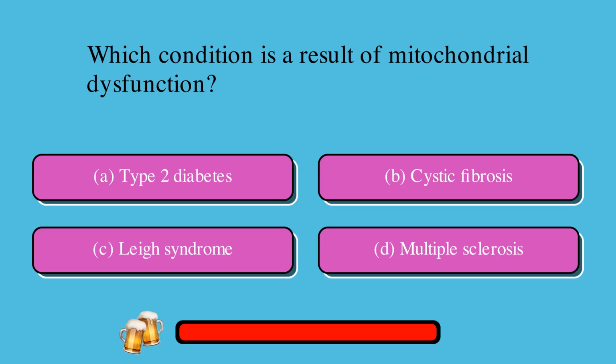Which condition is a result of mitochondrial dysfunction? A. Type 2 diabetes, or B. Cystic fibrosis, or C. Leigh syndrome, or D. Multiple sclerosis. The correct answer is C. Leigh syndrome.